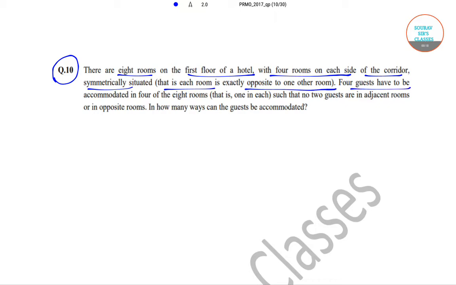Now 4 guests have to be accommodated in 4 of the 8 rooms, that is 1 in each, such that no 2 guests are in adjacent rooms or in opposite rooms. So in how many ways can the guests be accommodated?